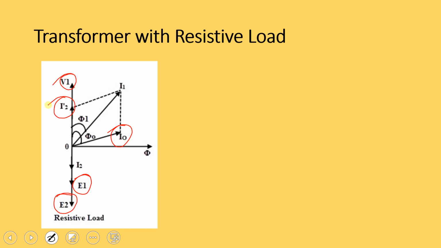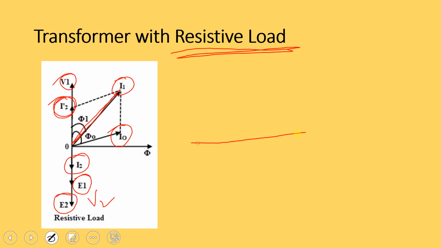And the resultant of these, because here I2 is in phase with this E2, or we can say V2, because we have the resistive load. Because this is in phase, its opposite is I2 dash, so we draw it in the opposite direction. We complete the parallelogram, and this resultant is our I1 dash.